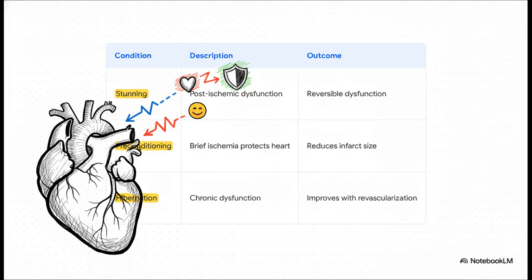Now, to really understand preconditioning, we need to place it in the context of the spectrum of reversible myocardial ischemia. So we have stunning, which is that post-ischemic dysfunction where blood flow is restored but function takes time to recover. Then there's hibernation, which is a chronic state of dysfunction due to chronically low blood flow. And then there's preconditioning, this remarkable phenomenon where a brief, non-lethal period of ischemia actually protects the heart against a subsequent, much more prolonged and dangerous ischemic insult.